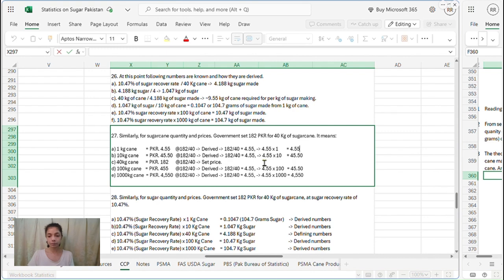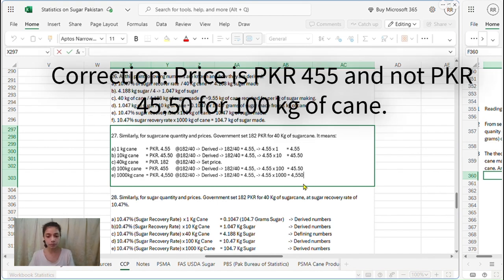When you multiply 4.55 with 10, that is 10 kg of cane, you're going to get 45.50 price. That is the price of 10 kg of cane with respect to the prices which is set at 182 divided by 40. These are the set and the others are derived. Similarly, for 100 kg, the price would be 455 and 1000 kg's price would be 4550.